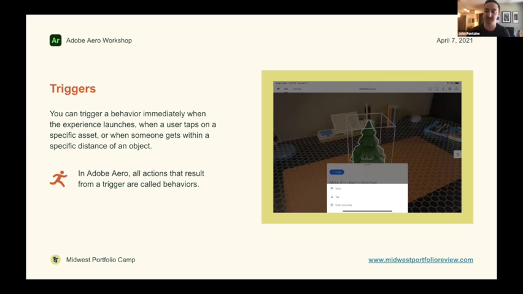And the 3 types of triggers that Adobe Aero supports today are just immediately starting that behavior, triggering the behavior on a tap, and entering proximity. So entering proximity is kind of an interesting one because that allows you to trigger a behavior when the user physically gets close to an object in the scene. So this is a really interesting way to make experiences that are based on discovery, where the user just wanders close to something and then something happens as a result of that.